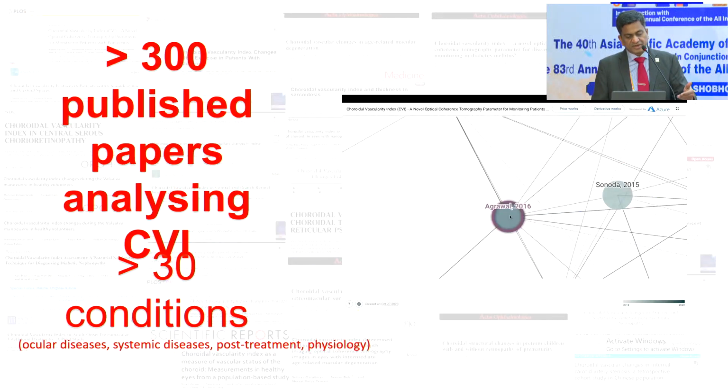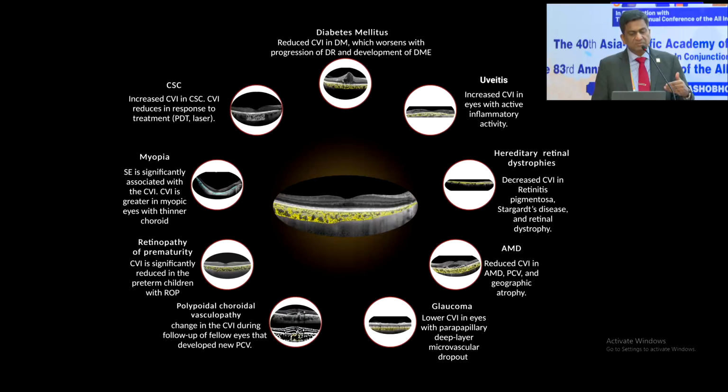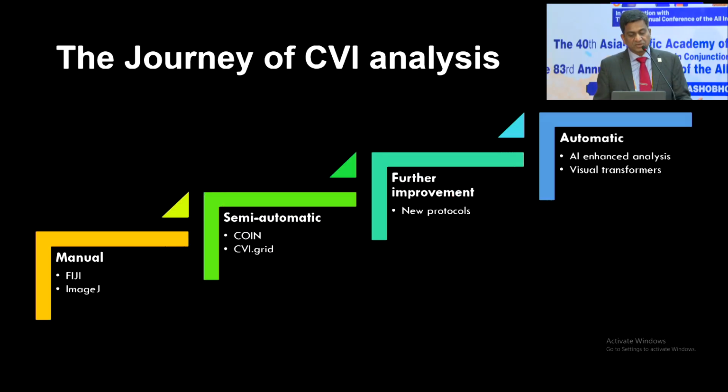But many different conditions, more than 300 in less than 5 years, were published, and you can see the impact it started creating. The one thing which is good is that it is applied in a lot of diseases, but what I worry about is that it is not specific. Anything you put in, CVI just gets affected. So it is very non-specific, but can be a good sensitive marker, as we can see here.